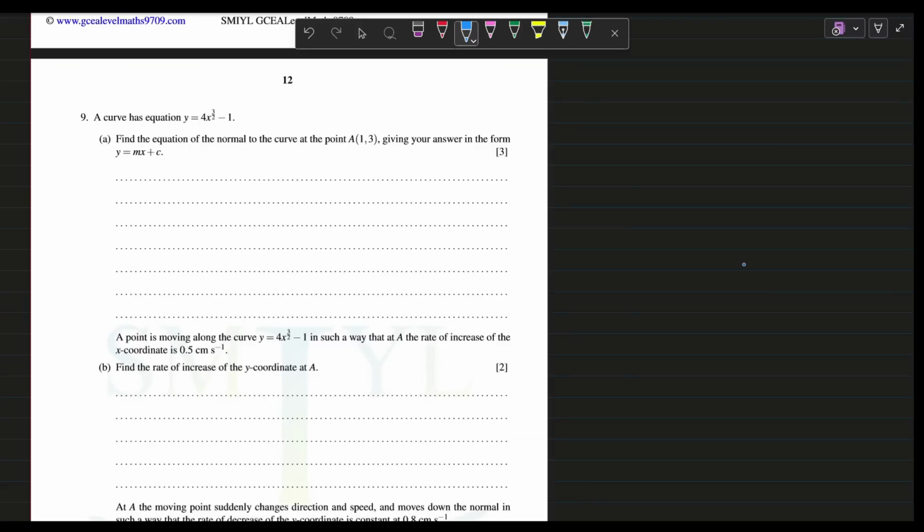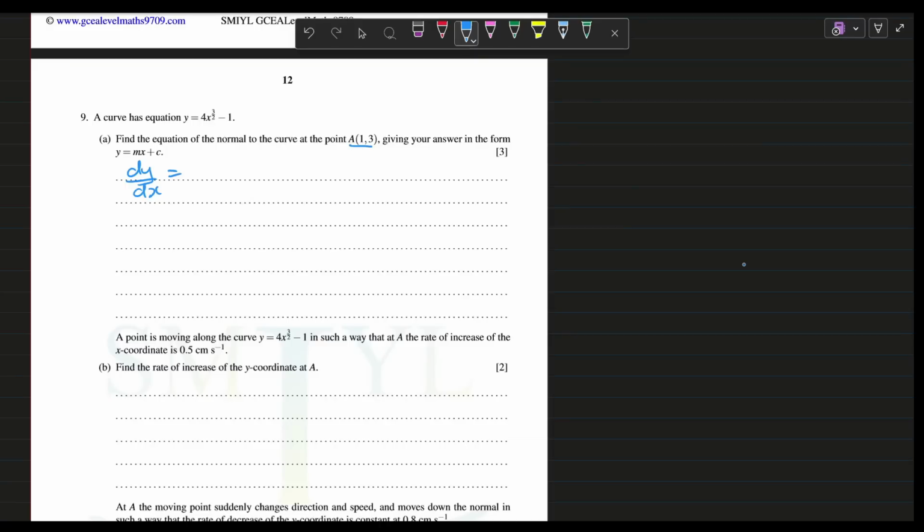Okay, so the normal is a straight line, and to find the equation of a straight line, we need two things. We need one point that lies on that line, as well as the gradient of that line. So we already have a point that lies on that line in A(1, 3), so we need to find the gradient of our normal.